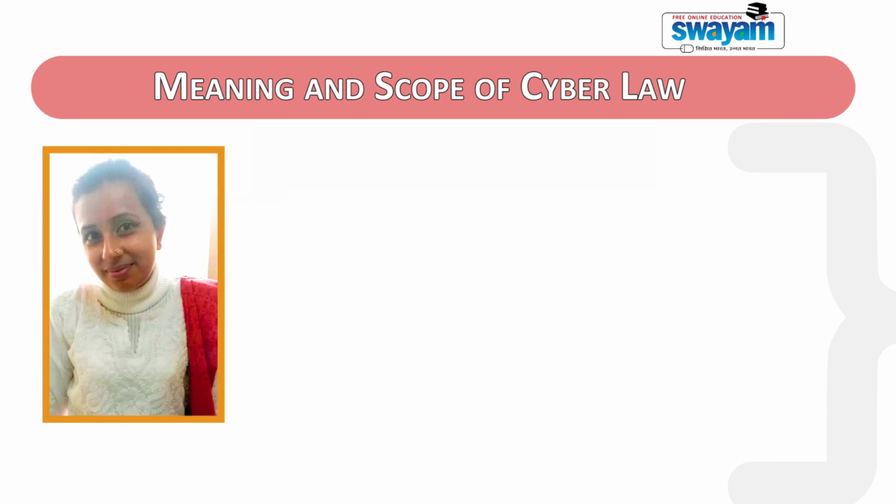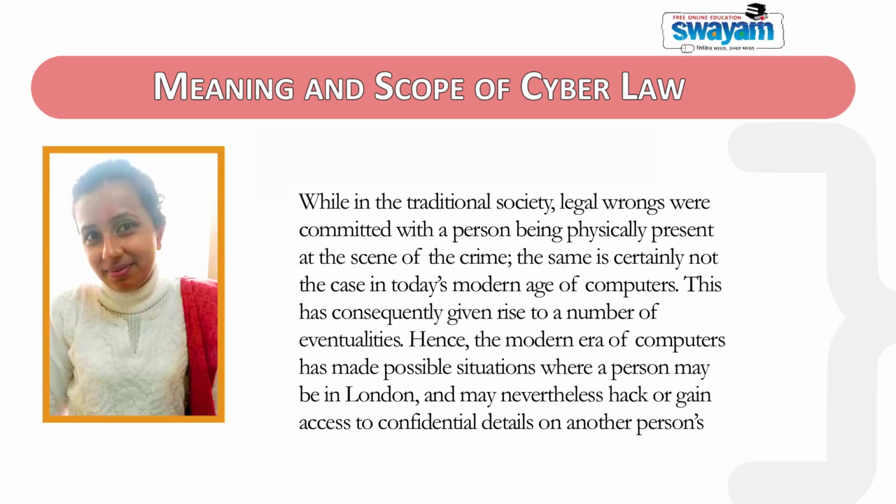Now we would understand the rise of computers and the complexities of the current era. While in a traditional society, legal wrongs were committed with a person being physically present at the scene of the crime, the same is certainly not the case in today's modern age of computers. This has consequently given rise to a number of eventualities. Hence, the modern era of computers has made possible situations where a person may be in London and may nevertheless hack or gain access to confidential details on another person's computer as a result of cloud computing.